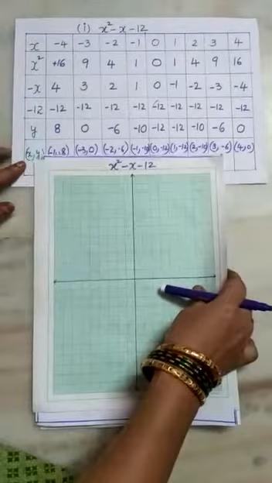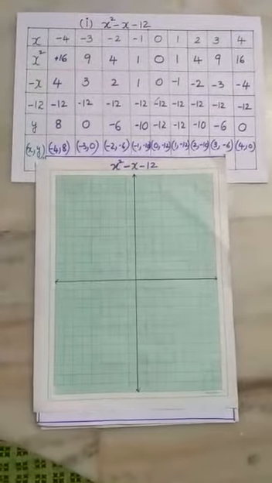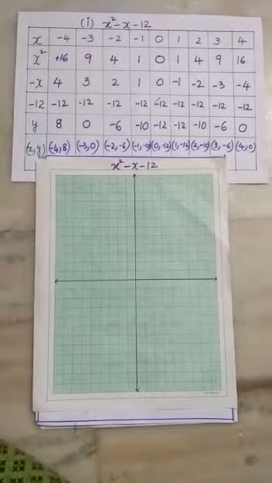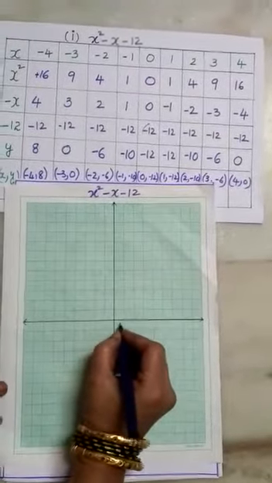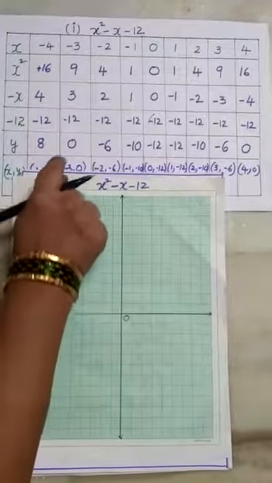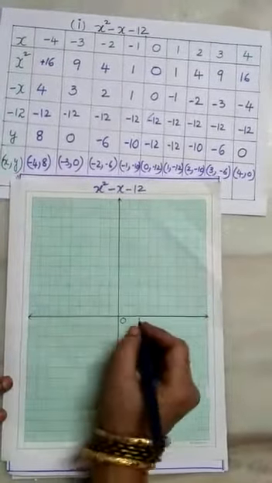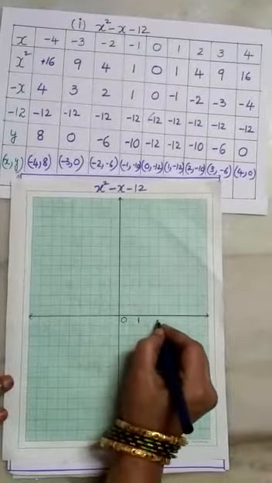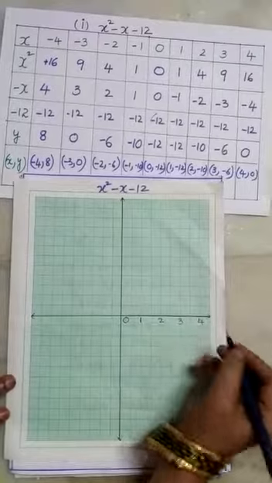Before plotting these points, what you must do is take the values for x and y. That means you have to write the scale. The point of intersection of the two axes, you make it 0. I will leave one block because the maximum number in x is 4, minus 4, and here also plus 4. That's why many columns are there, so I leave one block and write 1. Then leave one block and write 2, leave one block and write 3, and leave one block and write 4.